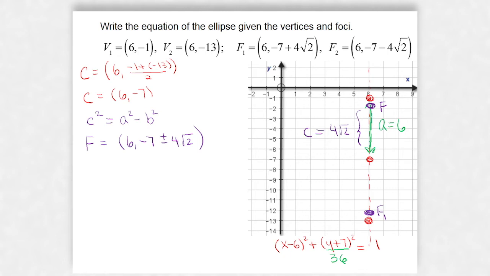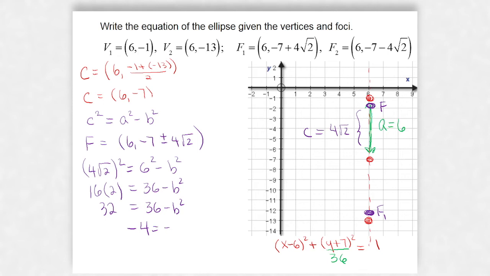So if I know c is 4 square root of 2, and I'm squaring it, and a we found was 6, so I've got 6 squared minus b squared. I can find b, can I? Yes. 4 squared is 16. 16 times 2 is 32. Very good. And 6 squared is 36. Very good. So it looks like -b squared is what? -b squared is?